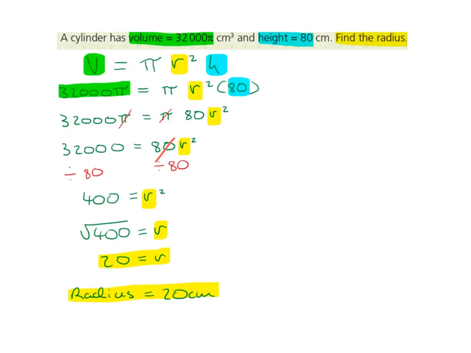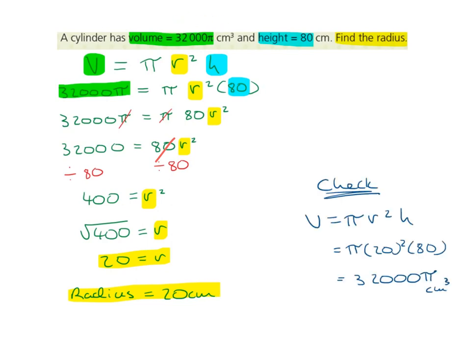So we can check by writing out the formula again. So V equals pi r squared h. And subbing in r to be 20 and h to be 80, which was given in the question. And seeing does our answer give us 32,000 pi? And indeed, yes it does. So it's always a good idea to check your answer. So the radius is indeed 20 centimetres.